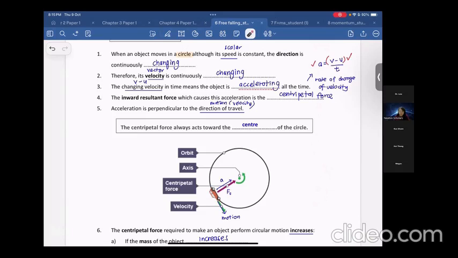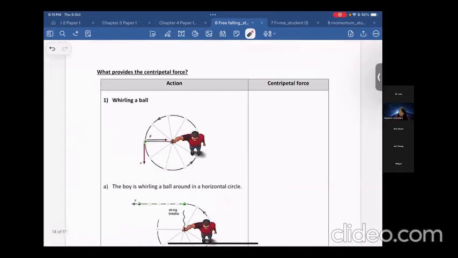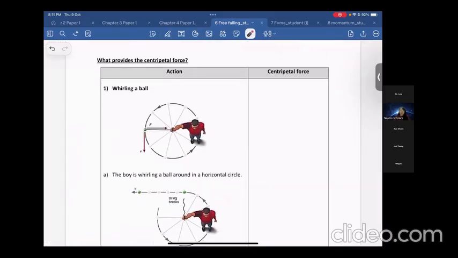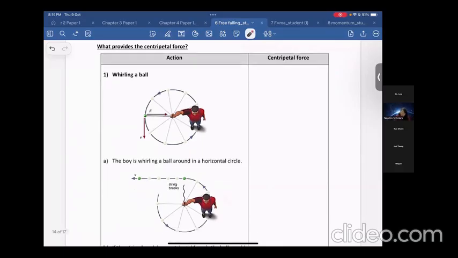So we go to your page 14. What provides centripetal force? What causes there to be a force pulling inwards? Centripetal force is a general name. For example, we hold a string, and this is the ball, like the video that I showed you just now. They hold the string and then the ball, and then we swing it in a circular motion. So what causes this centripetal force? This centripetal force is due to the force in the string.